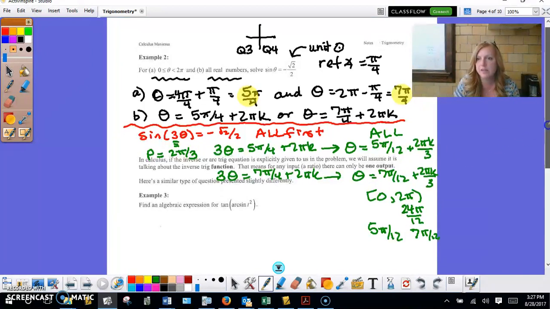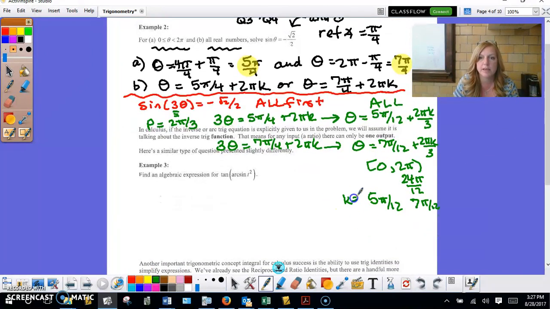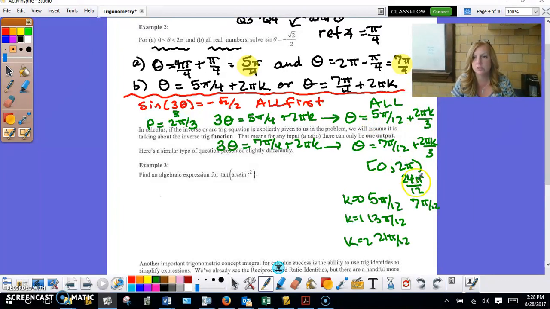And so to basically find the rest of the answers, this would be k equal to 0. I would also put k equal to 1. And then you have to get a common denominator, so multiply by 4 over 4. So you're adding 8 pi over 12. 8 plus 5 is 13 pi over 12. K equal to 2, you would add another 2 pi k over 3. You would have 2 times 2, 4, then multiply by 4, 16, 21 pi over 12. And notice you're still in between.